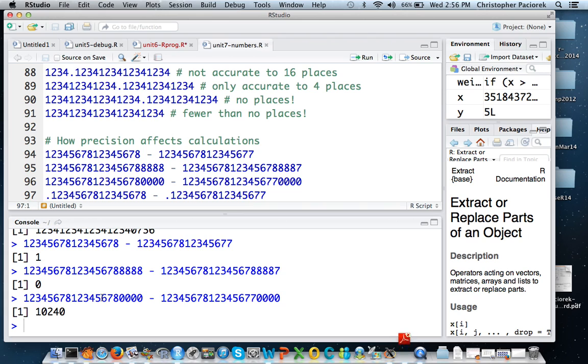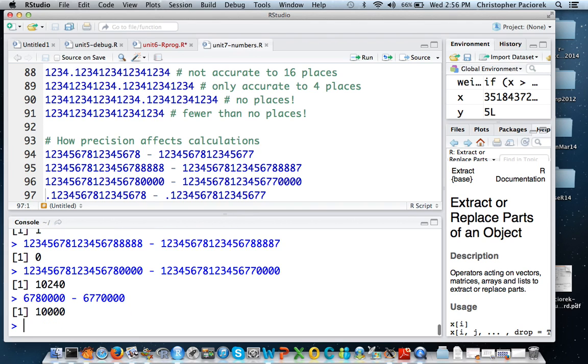In contrast, if I were trying to do a subtraction like this, it's the same subtraction, except I've knocked off all of these digits here, which are in common between the two numbers. I can do that subtraction and get the exact answer.